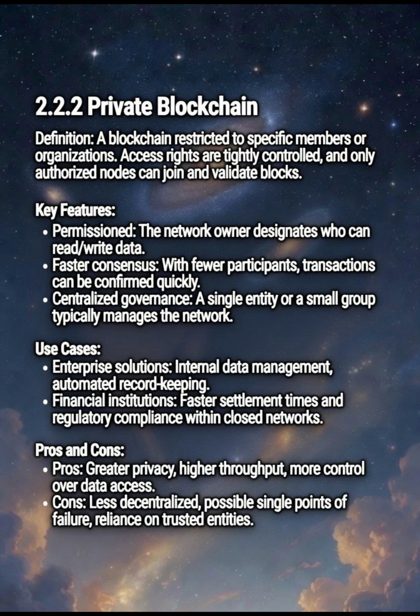Key features: permissioned. The network owner designates who can write and read data. Faster consensus. With fewer participants, transactions can be confirmed quickly. Centralized governance. A single entity or small group typically manages the network. Use cases: enterprise solutions, internal data management, automated record keeping, financial institutions, faster settlement times, and regulatory compliance within closed networks. Pros and cons. Pros: greater privacy, higher throughput, more control over data access. Cons: less decentralized, possible single points of failure, reliance on trusted entities.